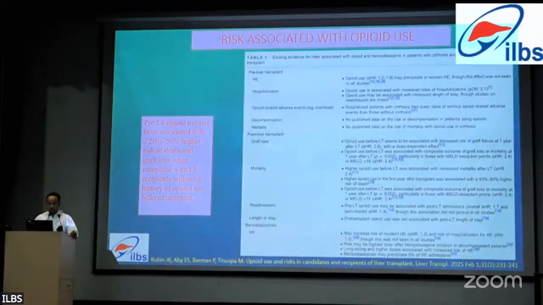So this table summarizes the risk associated with opioids and benzodiazepines in patients with cirrhosis and those who received a liver transplant. Patients who had received opioids in the pre-transplant period are likely to have a higher incidence of hepatic encephalopathy and increased hospitalization stay, while decompensation and mortality data is lacking. About the post-liver transplant period, there is definitive data which suggests that if the patient is using opioids in the pre-transplant period, there are increased chances of graft loss and mortality.